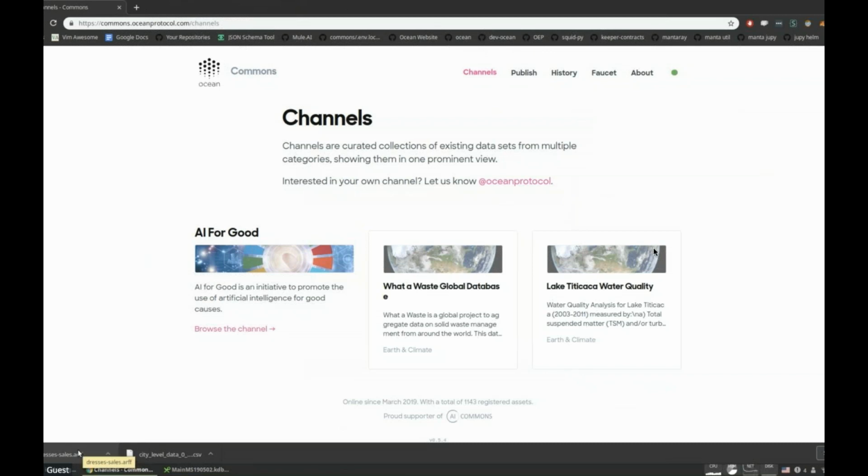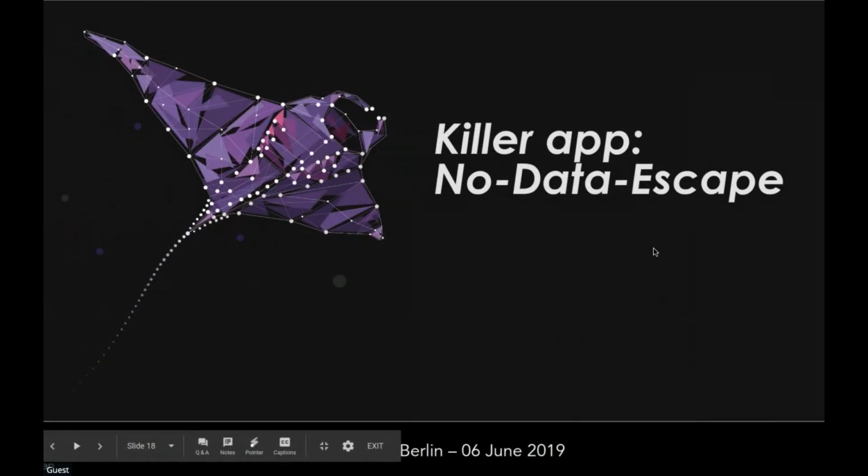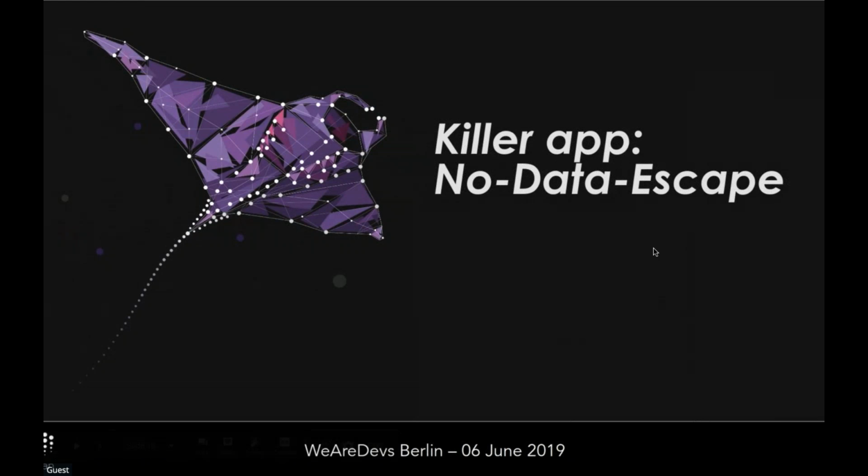So what the key unique selling point of Ocean Protocol, what we really enable is things like being able to train a model without actually seeing the data, or without actually owning the data yourself. And this is done in the following way.